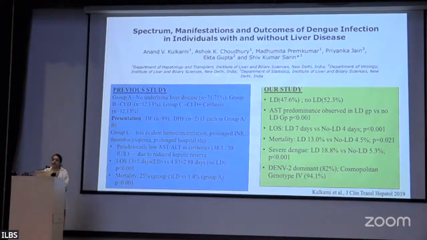And in our study, we found that liver disease patients were fewer as compared to non-liver disease patients, and AST predominance was observed more in the liver disease group, and length of hospital stay and mortality were more, which is comparable to the previous studies. And severe dengue: the liver disease group had 18.8%, and the no liver disease group had 5.3%, and dengue 2 serotype was dominant with cosmopolitan genotype.